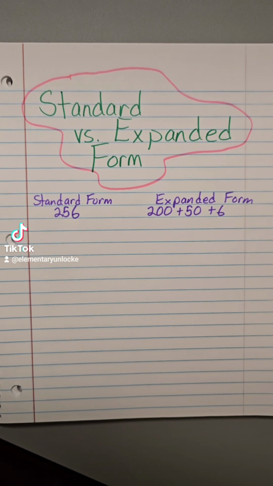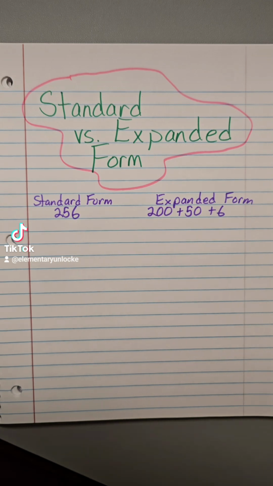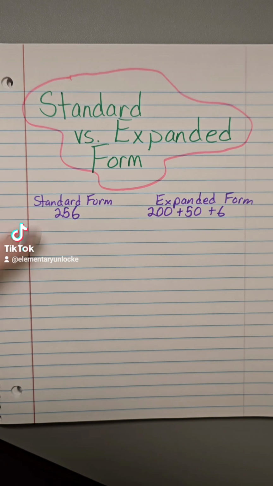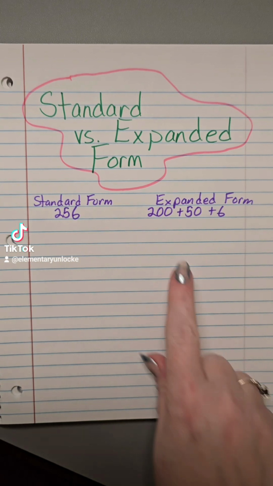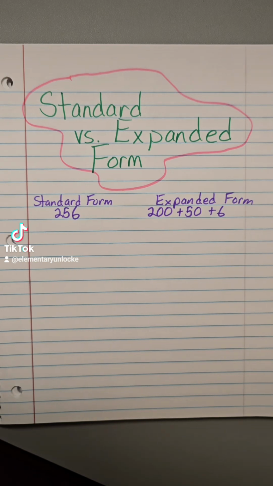Today I want to look at standard versus expanded form numbers. So the first thing that I've got for us is the number 256 in standard form. This is normal and how you are used to seeing it on paper. Then I have an expanded form of that same number.